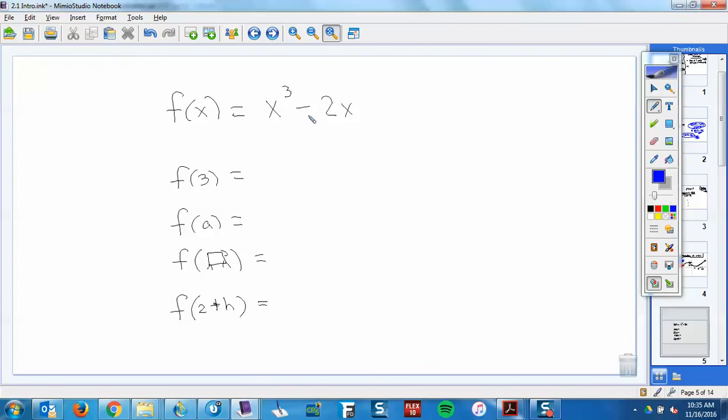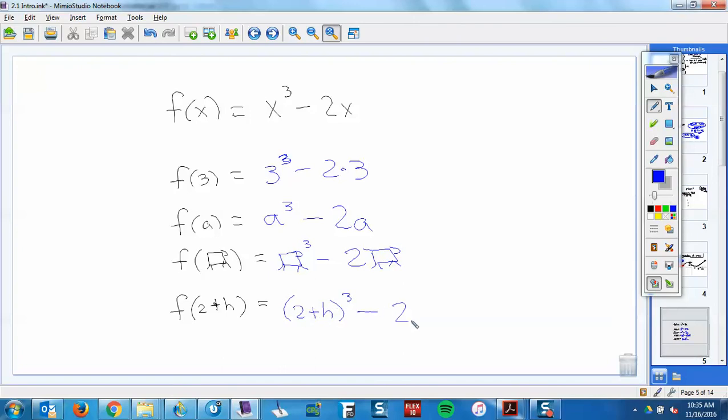So if I wanted to do f of 3, what does that mean to you? If this is f of x, what's f of 3 mean? It'd be 3 cubed minus 2 times 3, right? Well, what's f of a mean? That'd be a cubed minus 2a. That means put an a in for x, right? What is f of German shorthair? German shorthair cubed minus 2 times German shorthair, right? F of German shorthair means put a German shorthair in for x. What's f of 2 plus h mean? 2 plus h cubed minus 2 times 2 plus h, right? Everybody with me on that?